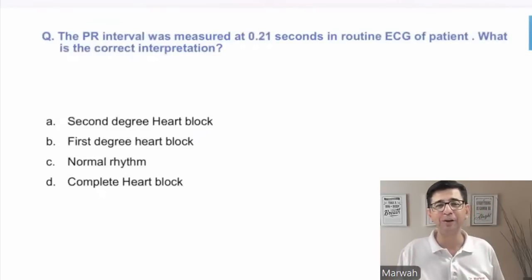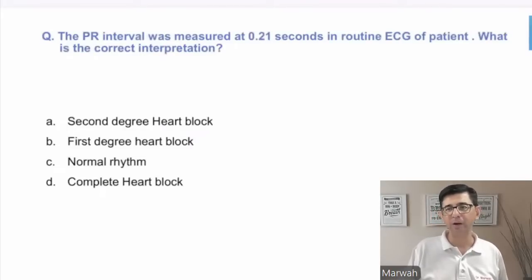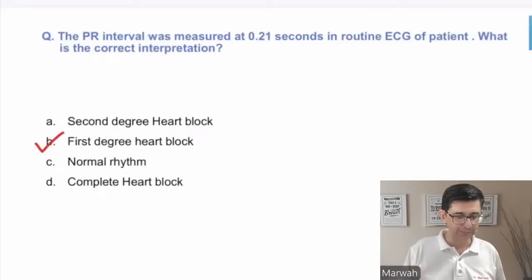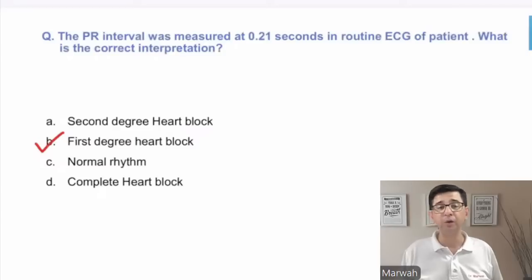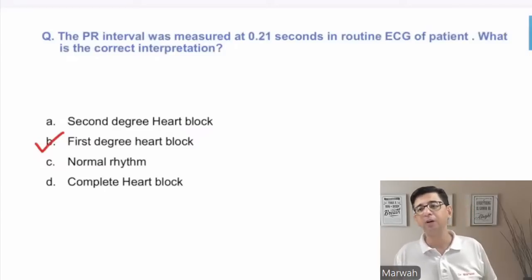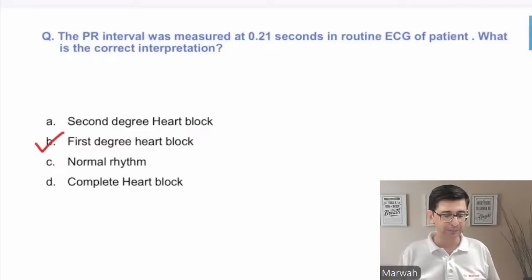This is widely debatable. PR interval measured at 0.21 seconds in a routine ECG of a patient, and I will not call it a normal rhythm. I'll go by first degree heart block since the PR interval in the patient is prolonged. 0.12 to 0.2 is normal, guys. If it is elevated, we'll go by first degree heart block.